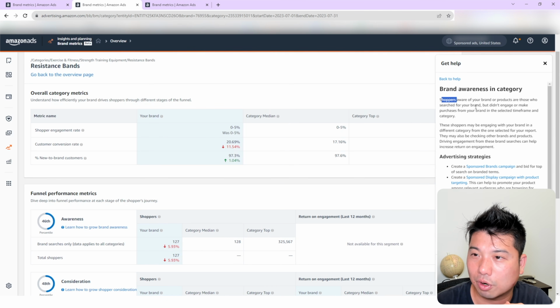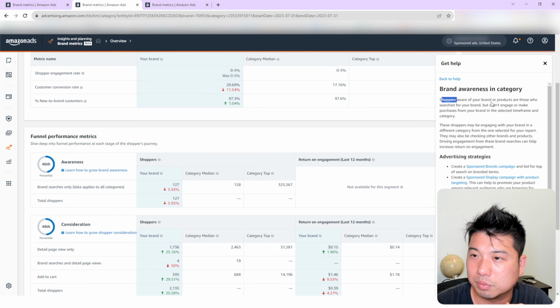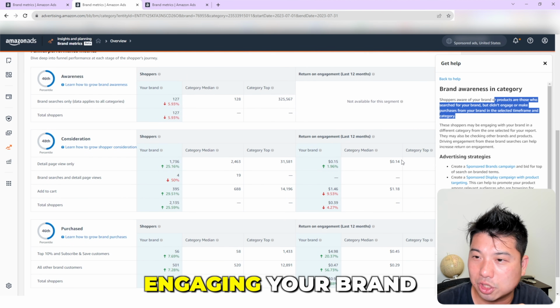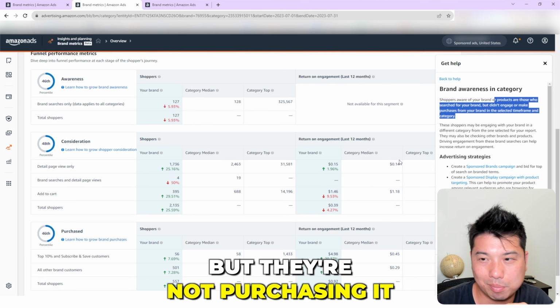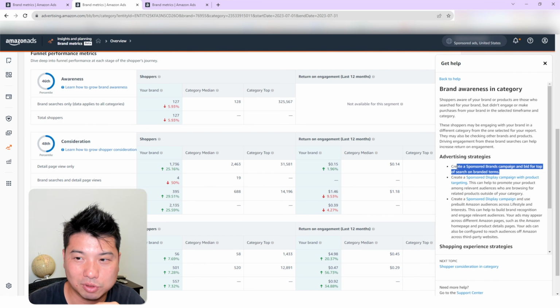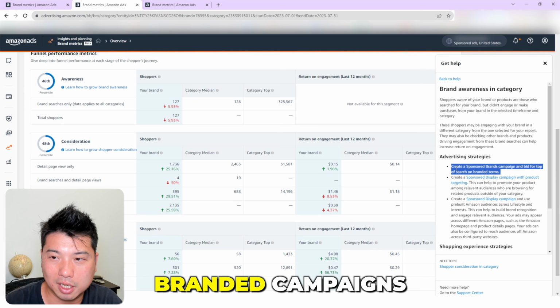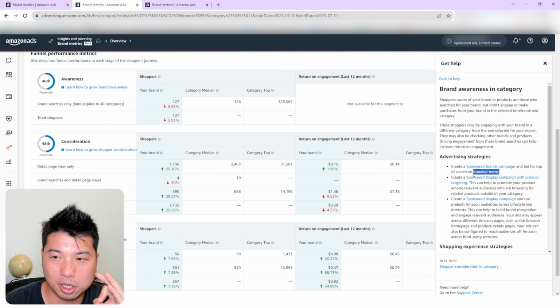Shoppers who are aware of your brand or products are those who search for your brand but didn't engage or make a purchase from the brand in a selected time frame. So they may be engaging with your brand, but they're not purchasing it. And they tell you specific strategies to decrease this number. As I mentioned, branded campaigns: you sponsor your brand and you bid on a branded term.